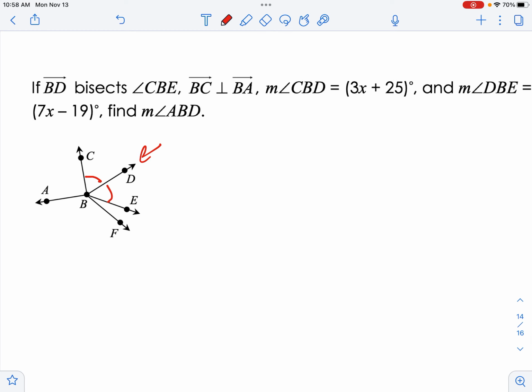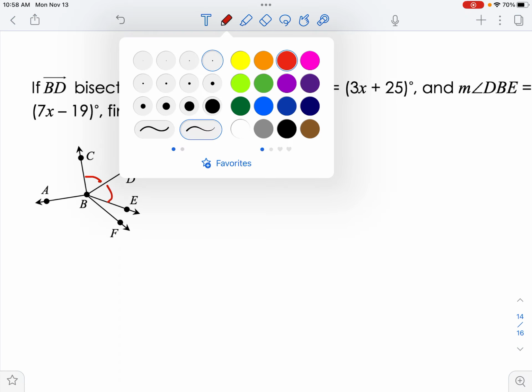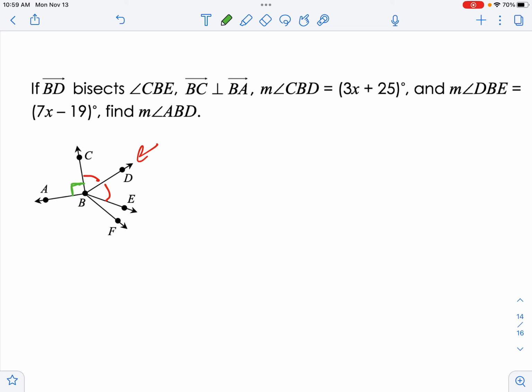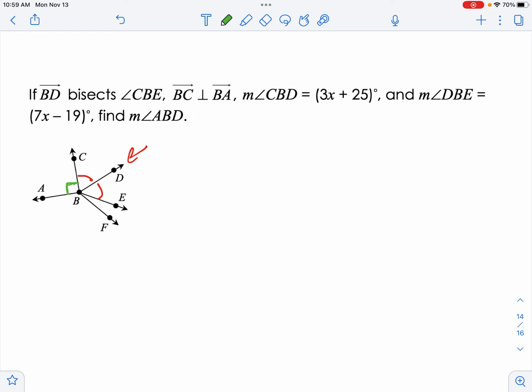Also, BC is perpendicular to BA. So that means those are 90 degrees. So I'm going to put, let's do a different color here. This, because they're perpendicular, that has to be 90 degrees. Okay. And then, so it's best to just label what you know, right?